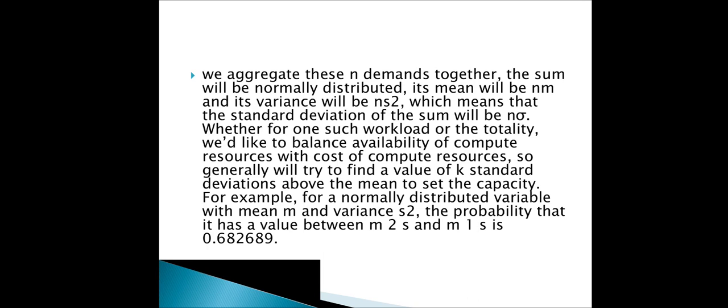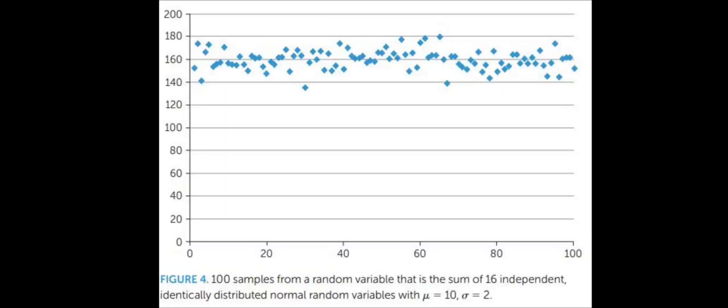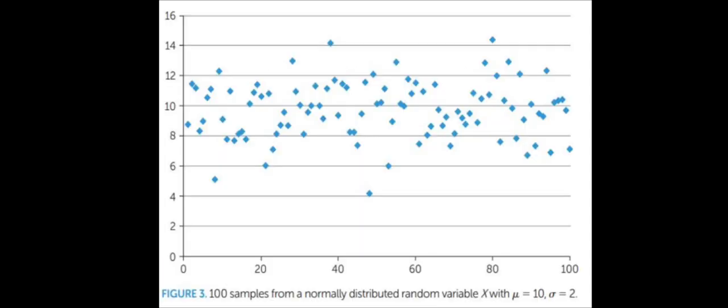For example, for a normally distributed variable with mean mu and variance sigma squared, the probability that it has a value between mu minus sigma and mu plus sigma is 0.682689. See here, these are 100 samples from a normally distributed random variable X with mean mu equal to 10 and variance equal to 2.